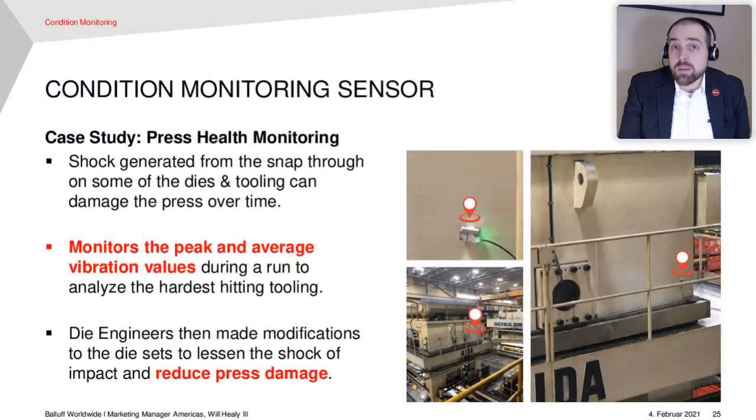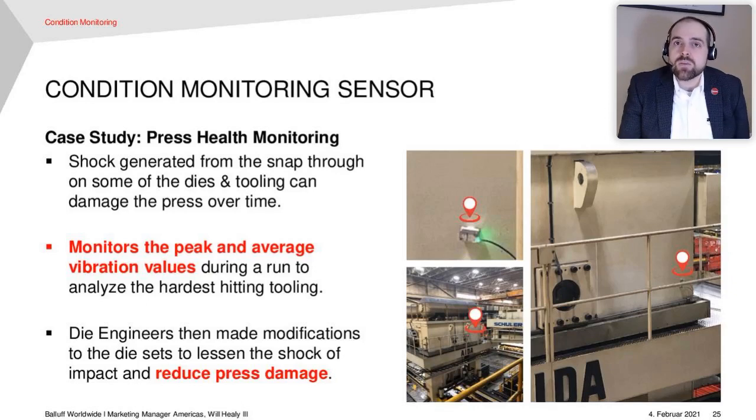This is a stamping press. This stamping press is for the whole machine health. They were having issues where certain die sets were being loaded in the press, and shock was being generated from snap through from some of the dies, but not all of them. And this was damaging the press over time. So they're using vibration monitoring to monitor the peak and the average vibration values during a run. And then they could analyze which tools were causing the hardest hits.